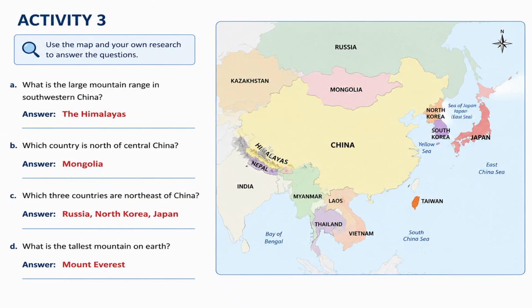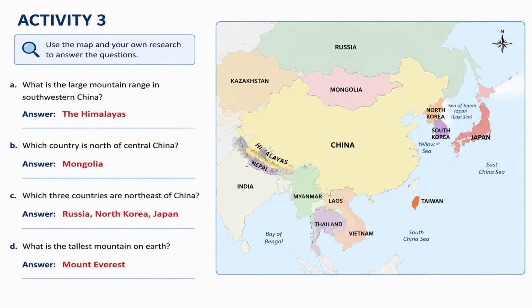Next, question number C. Which three countries are located to the northeast of China? The correct answer is Russia, North Korea, and Japan. Remember that Japan is an island country located in the east of the Korean Peninsula. Finally, question number D. What is the tallest mountain on earth? So the correct answer is Mount Everest. Mount Everest is the highest mountain in the world. It is part of the Himalayan mountain ranges. It is located on the border between Nepal and China.